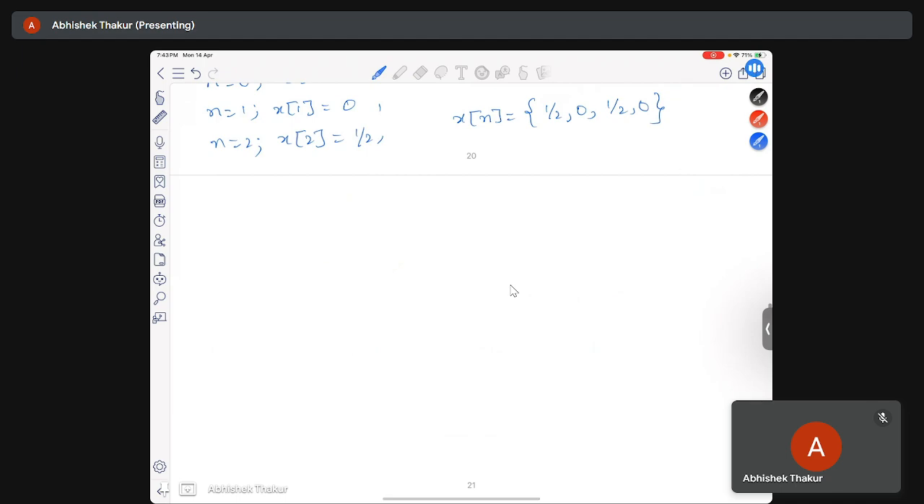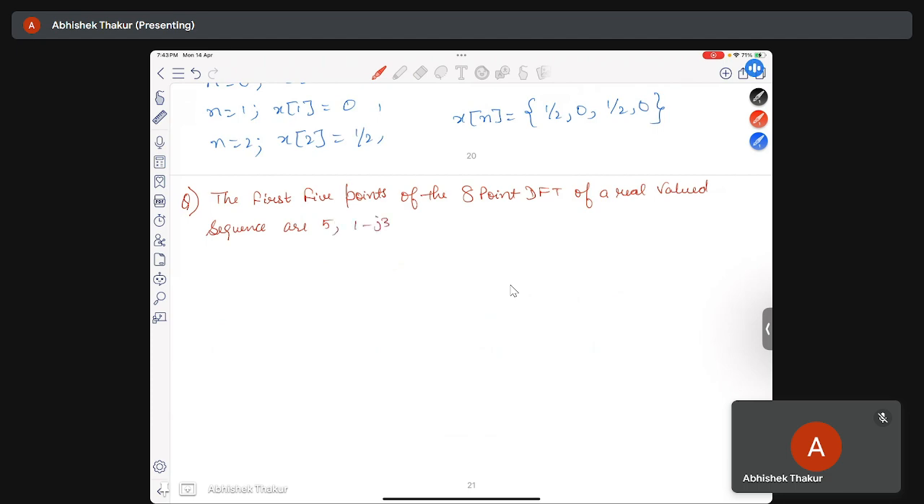So now we'll solve one more question. The first 5 points of the 8-point DFT of a real valued sequence are 5, 1 minus J3, 0, 3 minus J4, and 3 plus J4. The last 2 points of the DFT are respectively.